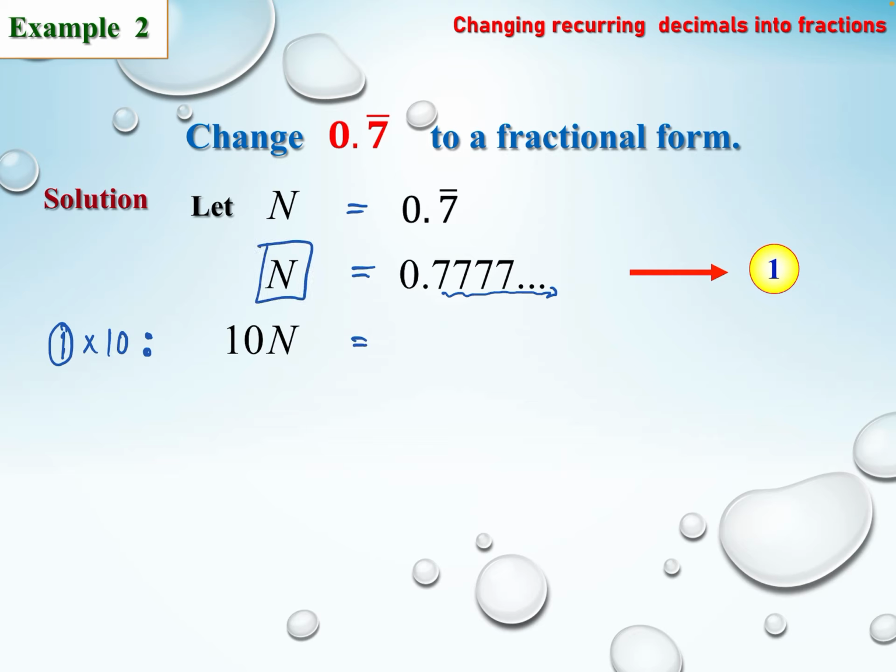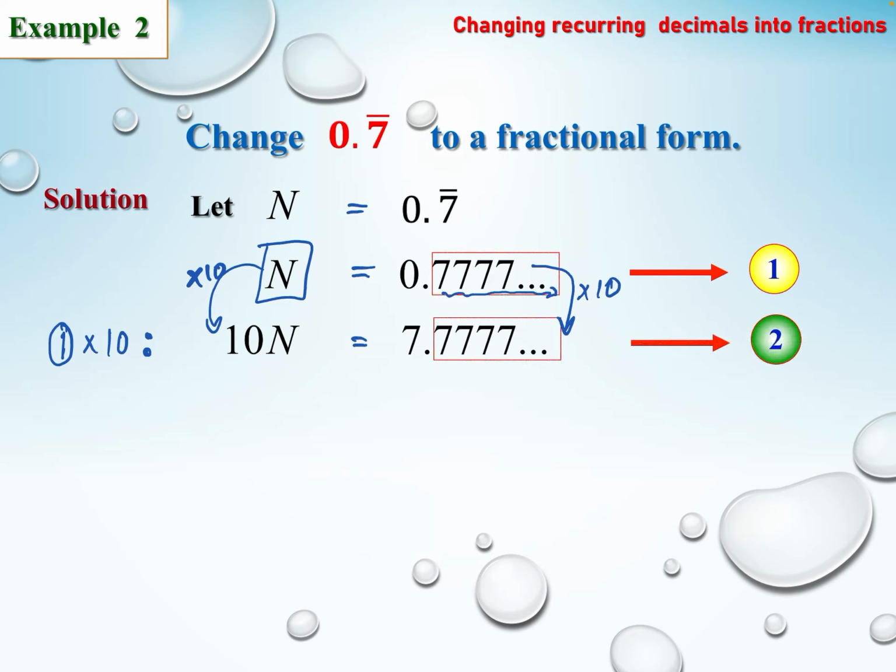In the left hand side we have n, so n multiplied by 10 is equal to 10n. The same thing, when you multiply by 10 in the left hand side, you have to multiply by 10 in the right hand side. So what will you get? 0.777 multiplied by 10, yes. You will get 7.777. Then this one stands for equation number 2. And if you notice, they are the same, right? So what to do? We take equation number 2 minus equation number 1.